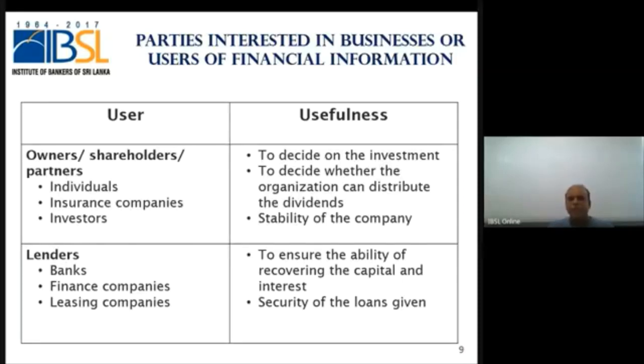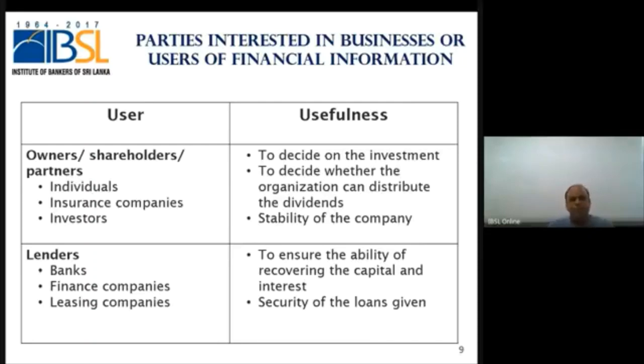And thirdly, by looking at the financial information of a company, we may understand whether this company is stable or not. Sometimes we call them a financially stable company, where it could be a cash-rich company. So the stability of the company is also dependent on the financial performance. So the relevant financial information is required for the owners or the shareholders or the partners for them to understand whether this company is stable or not. So that is the first category of users who will make use of the financial information produced by the company.